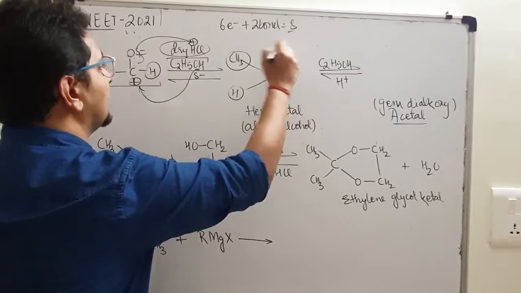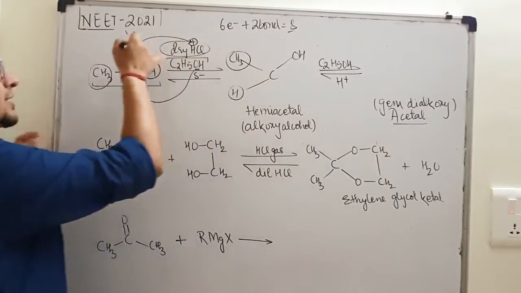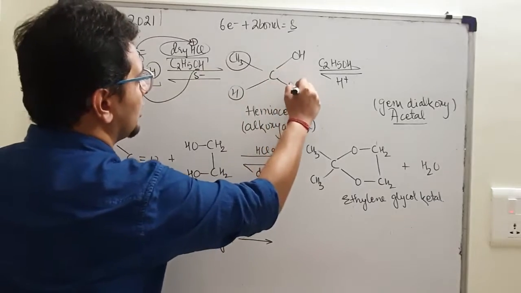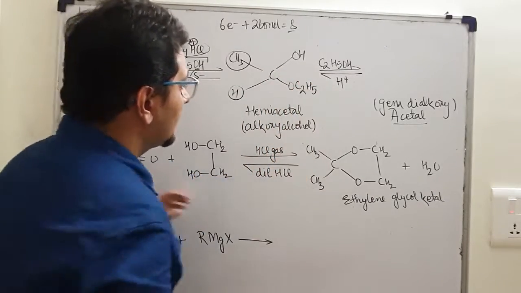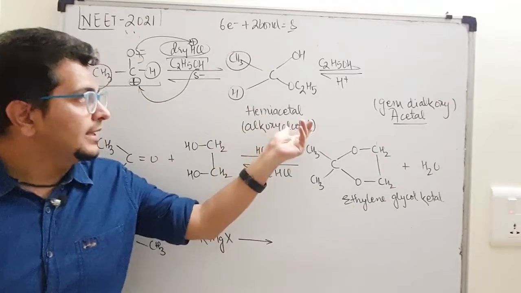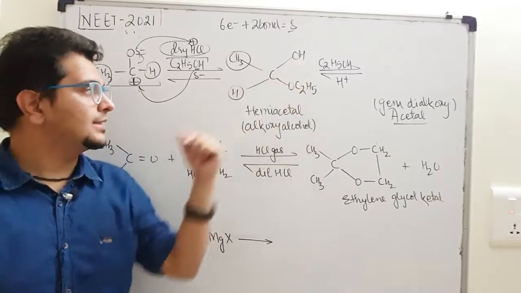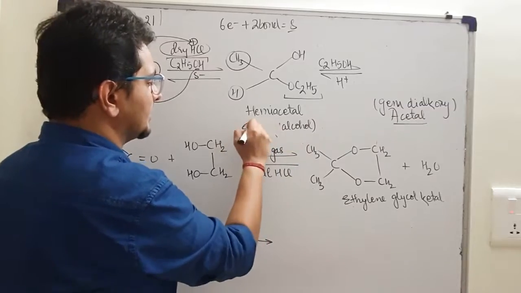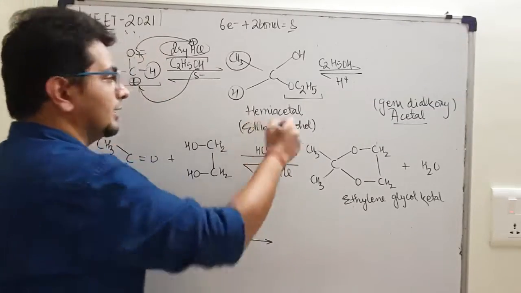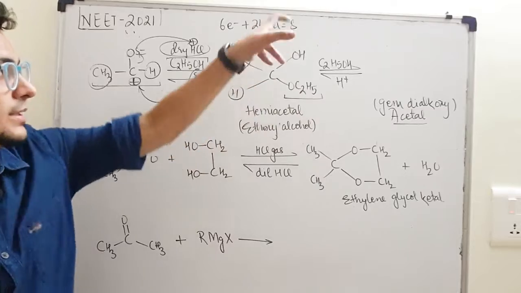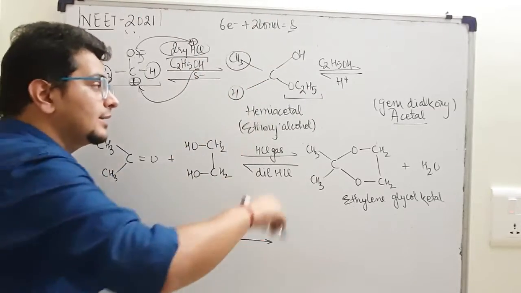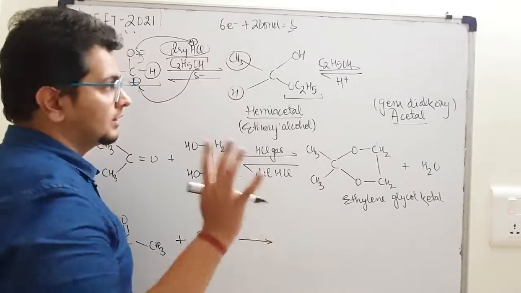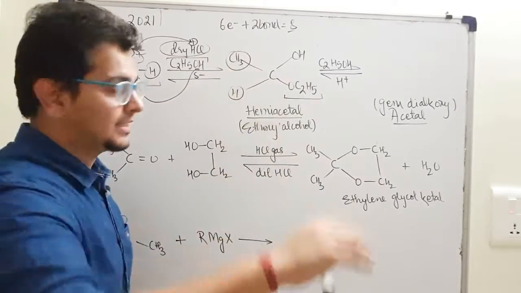Now here I am writing OH. The H is taken by the dry HCl, and here you will get OC2H5. This thing is an alkoxy alcohol. If you see, it is alcohol, but this is alkoxy, ethoxy better to say. In more precise words, this is ethoxy alcohol. And this is called hemiacetal. Clear bhaiya? The name of this compound is hemiacetal.